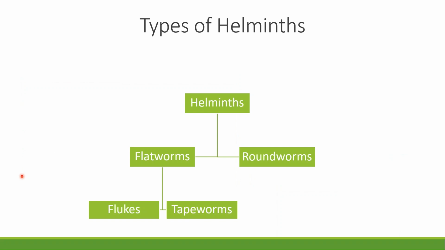There are a variety of different helminths. The two broadest categories are flatworms and roundworms. And yes, that's exactly what it sounds like. Flatworms are flat, for example the tapeworms that I showed in the last image, and roundworms are round. They have more round bodies. And we'll talk about two subcategories of flatworms, the flukes and the tapeworms.